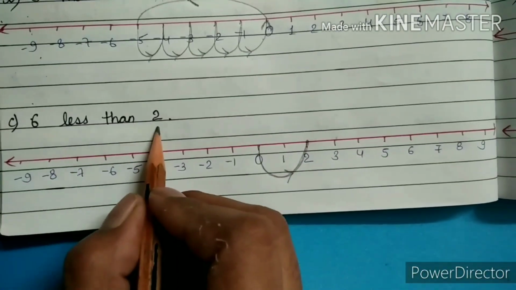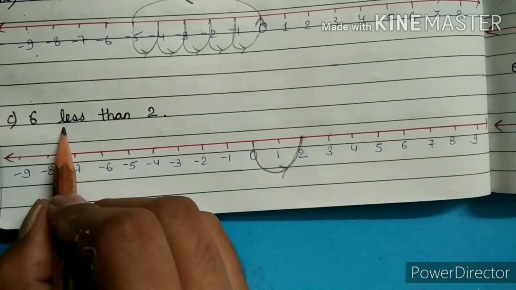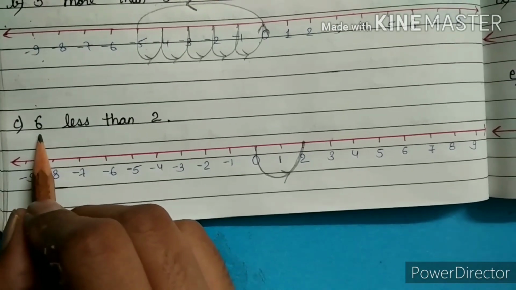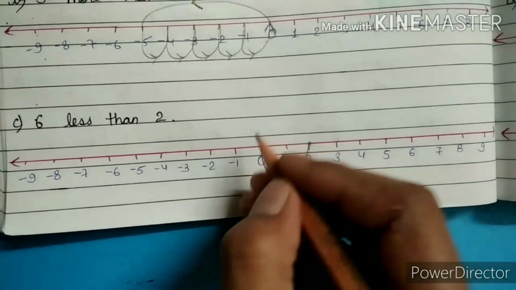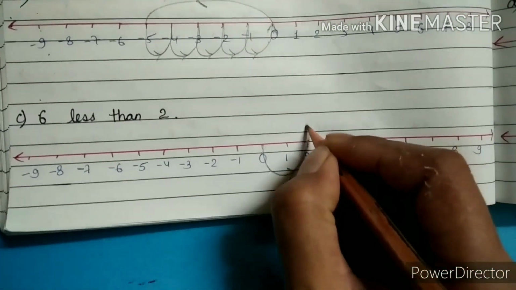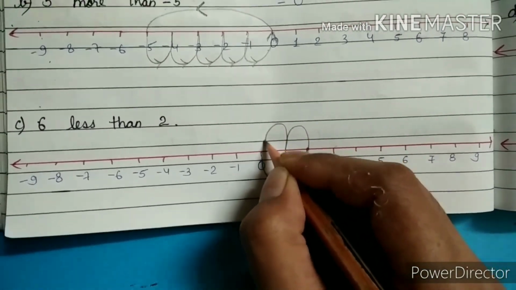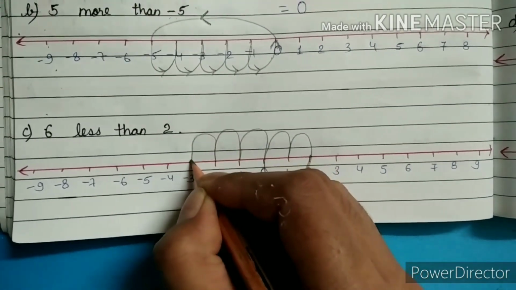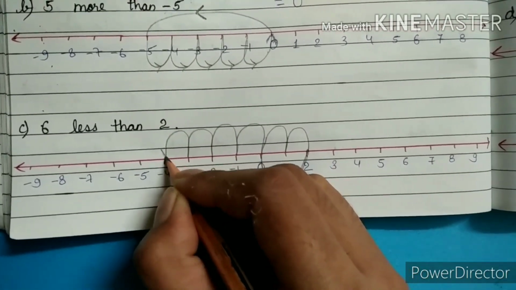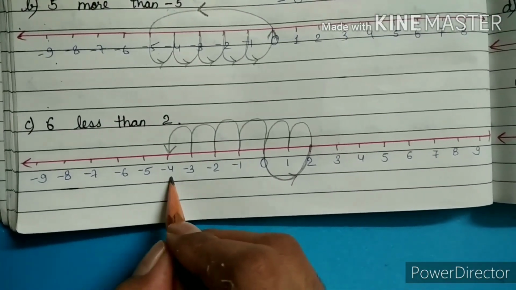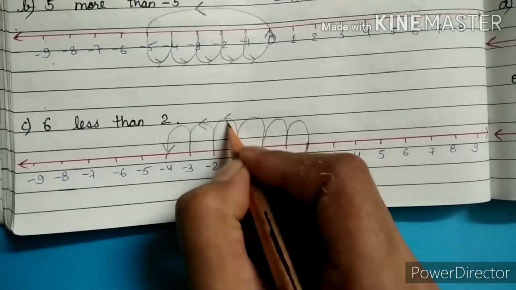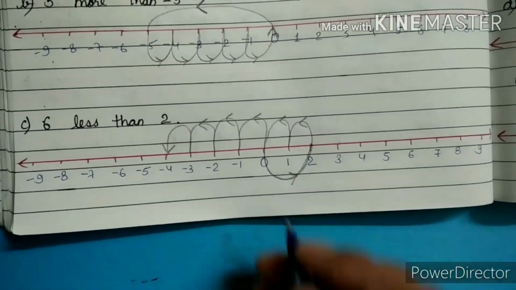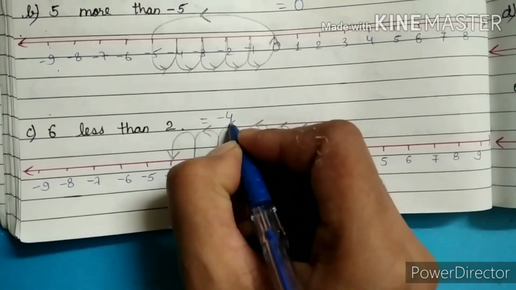Now 6 less than 2. Here we have the word less for 6. How many steps do we have to go on the left side? 6 steps. So from 2 we will jump 6 steps on the left hand side. This is 1, 2, 3, 4, 5 and 6. We reach which number? We reach -4 on the left side. That's why on every step we put a left arrow. Here we reach -4.